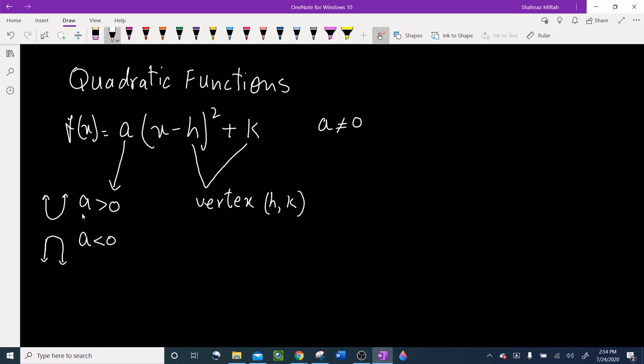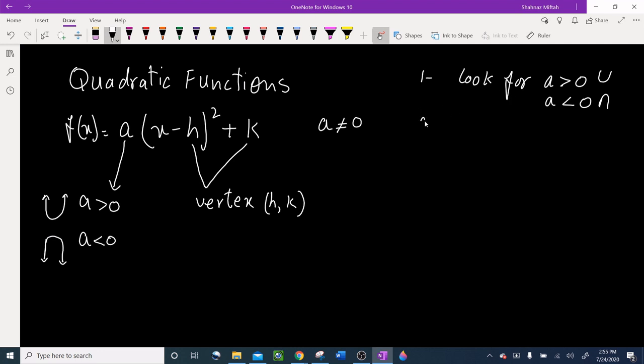How do we graph quadratic functions with equations in standard form? There are a few steps that I usually use. First step, you have to decide whether the parabola opens upward or downward, which means you have to look at whether a is greater than 0 or a is less than 0. So you have to pay attention to that. That tells us if it's concave down or concave up.